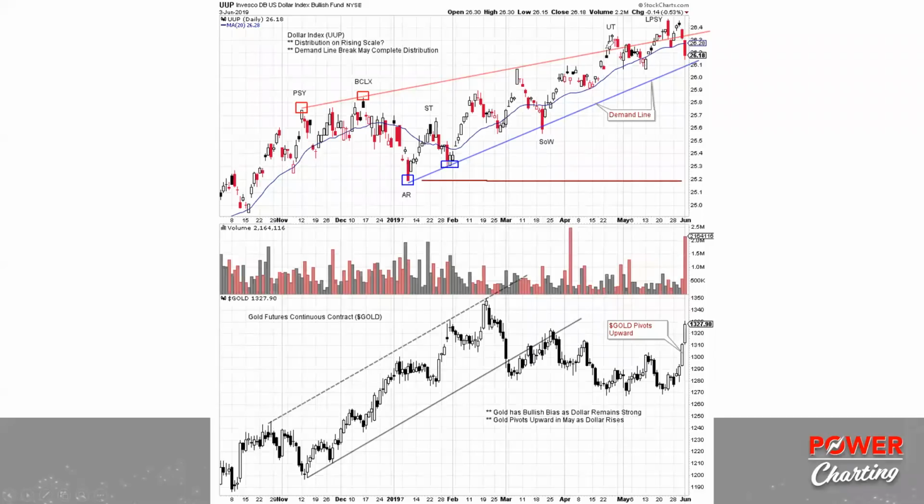Here is a daily chart close-up of the area that we just looked at on the weekly of the UUP. And you can see here with more detail the diagonal triangle formation where these two trend lines, the overbought line over the market and the demand line under it, are converging upon each other. And so this, we are contending, is a distribution on a rising scale.